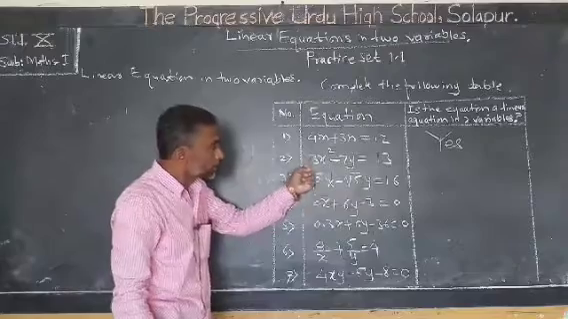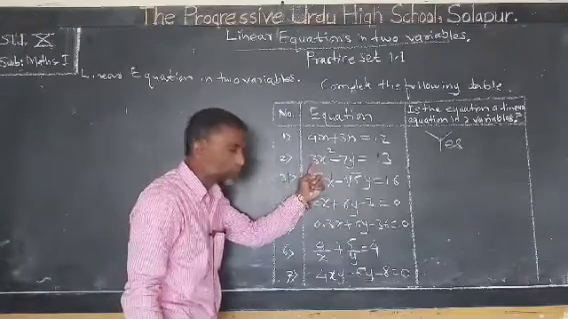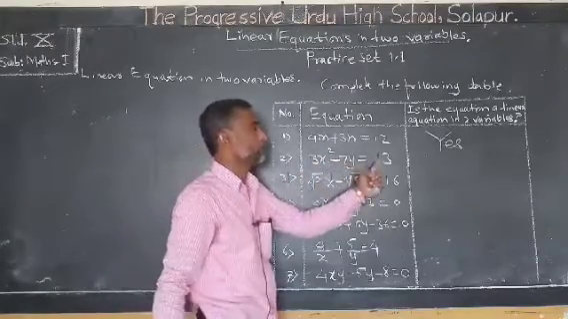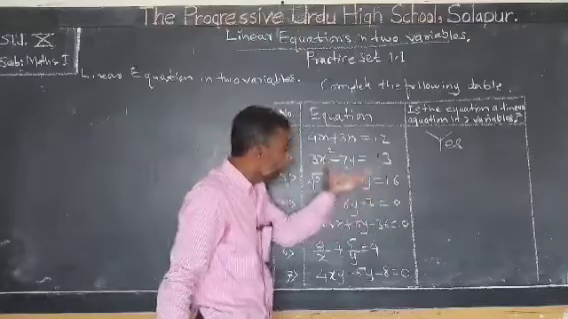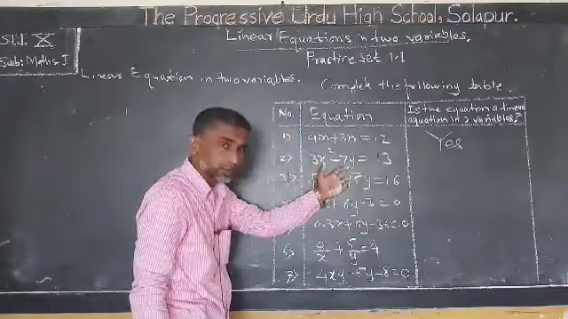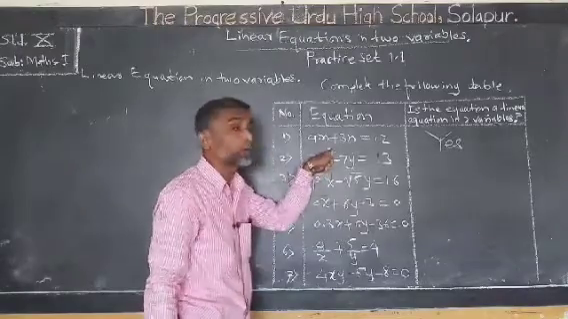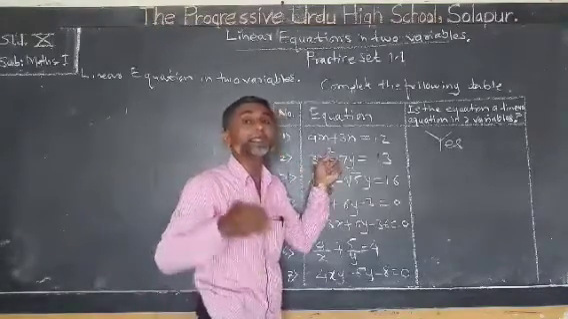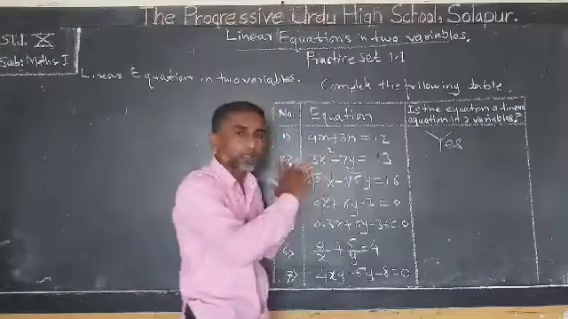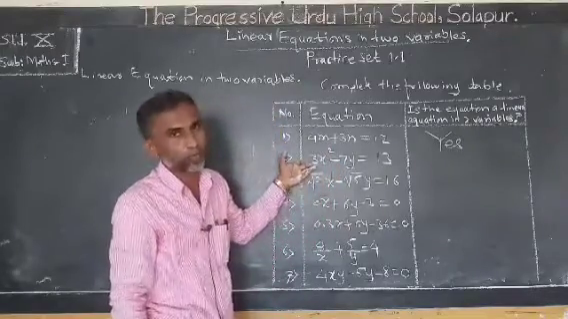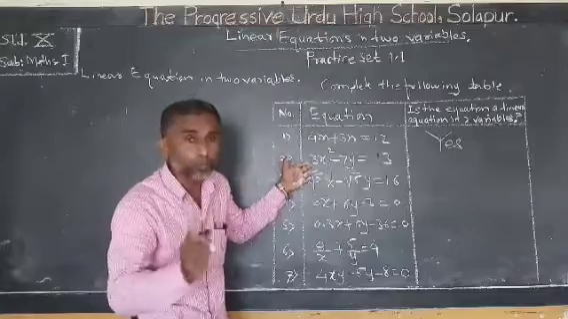Next, second: 3x square minus 7y is equal to 13. If you observe, there are two variables, but the degree of the first variable x is 2. X raised to 2 means degree is 2. Therefore, it is not a linear equation in two variables as the degree is 2.